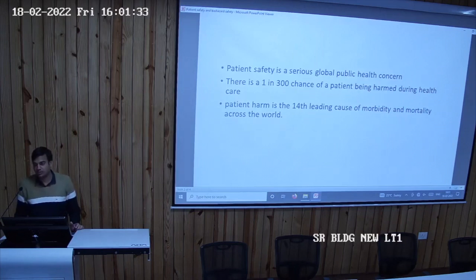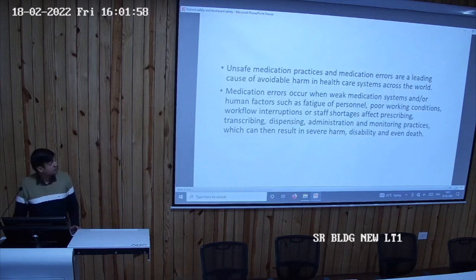There is a 1 in 300 chance of a patient being harmed during health care. And patient harm is the 14th leading cause of morbidity and mortality across the world. Do you know what is meant by morbidity and mortality? Good. So these are few of the things.